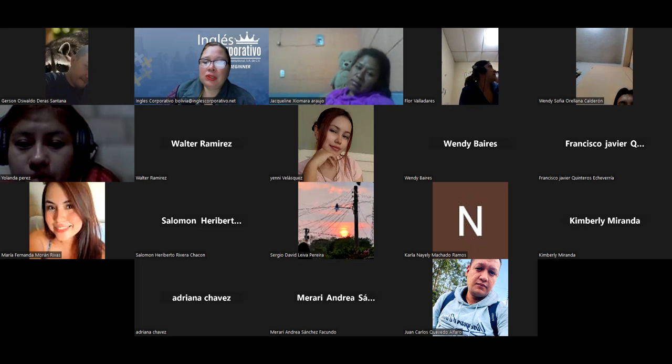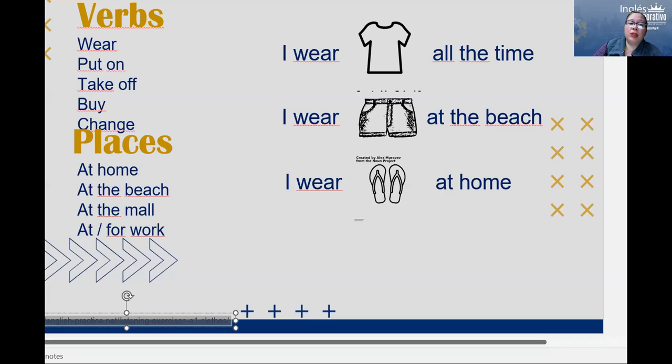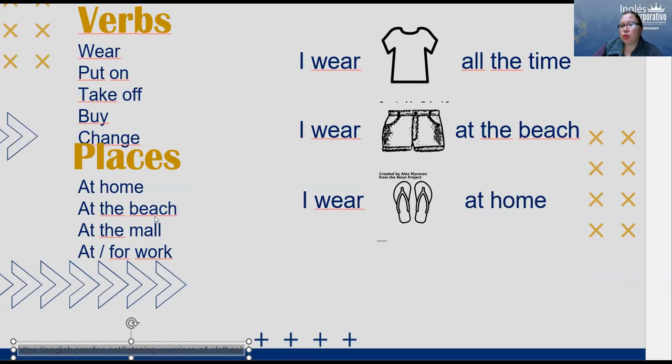Okay, people. Vamos a ver, tenemos diferentes verbos cuando hablamos de la ropa, okay? We have some different verbs when we talk about clothes. We have the verb wear. We have the verb put on, buy clothes, change clothes, okay? And different places where to wear those clothes. So, for example, I am at home, okay? What am I wearing at home?